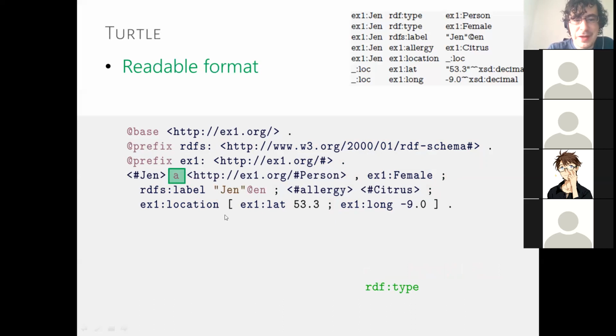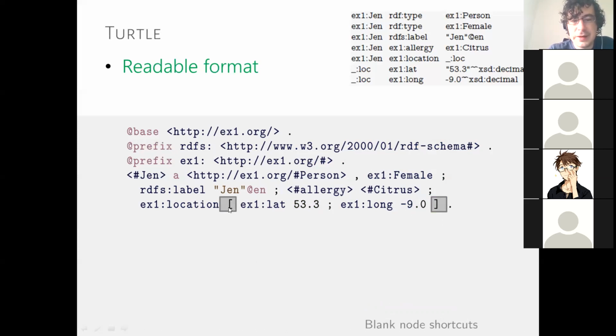This is my favorite abbreviation of all, which is you can use "a" instead of rdf:type. So "gen a person" is kind of how we would read this. And we don't have to give full data types here. We can just use numbers, and it will automatically interpret this as XSD decimal. If we don't have a decimal point, it will interpret it as an XSD integer. We can also use true and false as shortcuts for Boolean values.